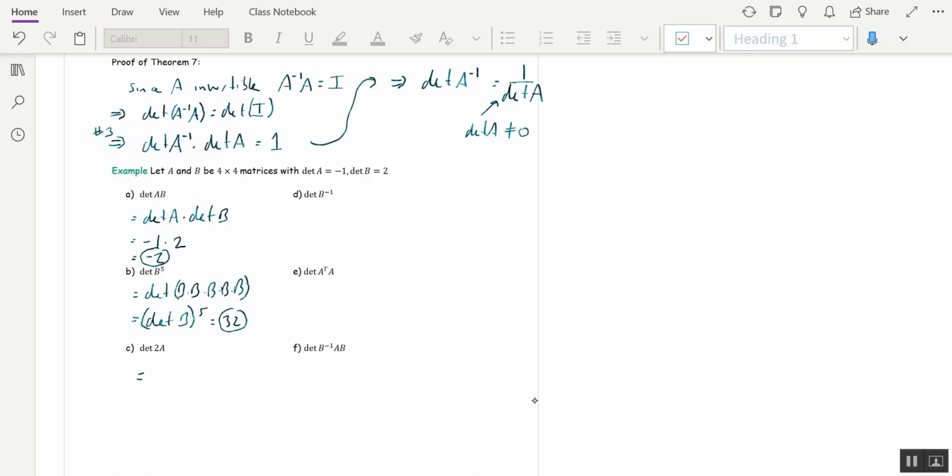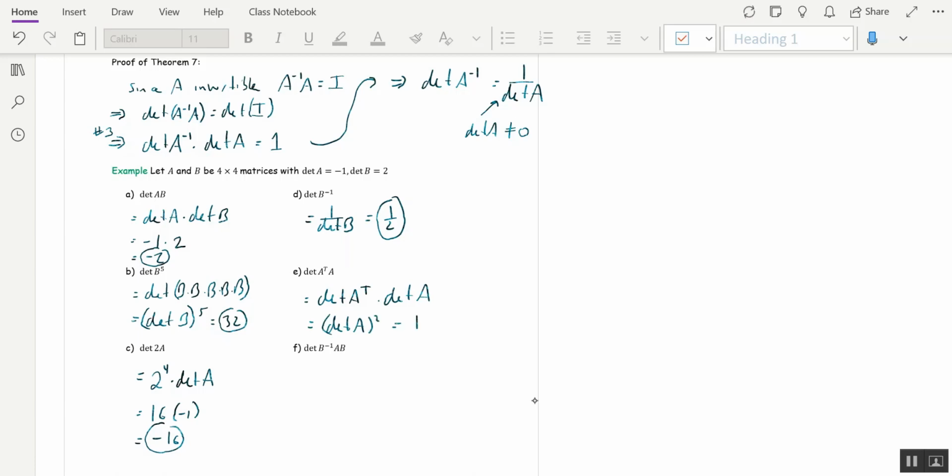Okay, next one. It's necessary to know the size of A in order to do this. This is equal to 2 to the 4th power, because A is a 4 by 4 matrix, times the determinant of A, which is 16 times -1, which is -16. All right, letter D, the determinant of B inverse is 1 over the determinant of B, which is 1/2. Okay, E, that's determinant of A transpose times the determinant of A, but the determinant of A is equal to the determinant of A transpose. So this is the determinant of A squared, which is +1.